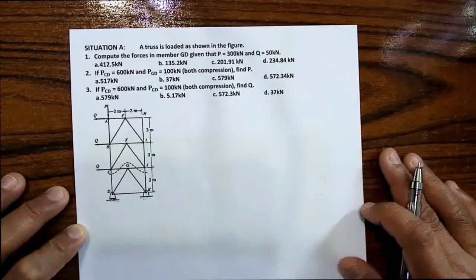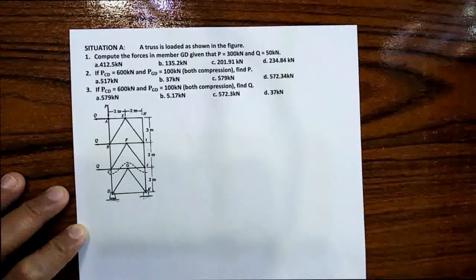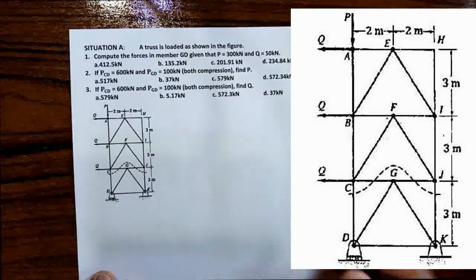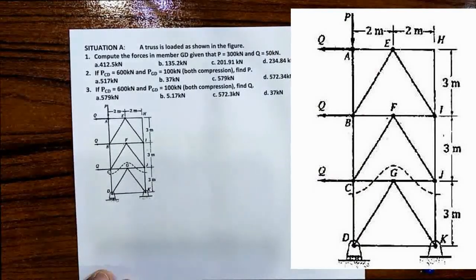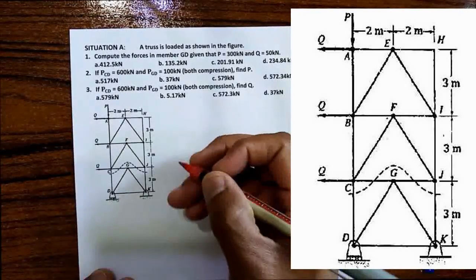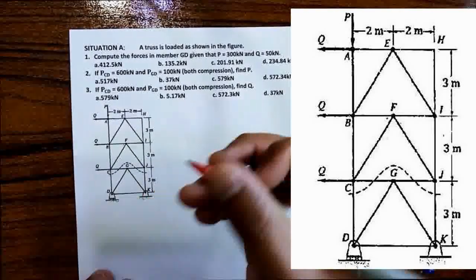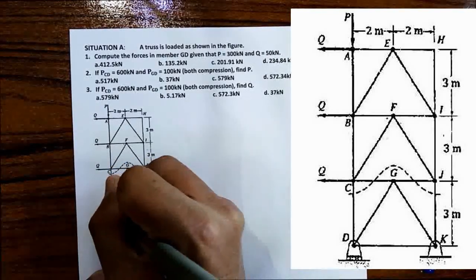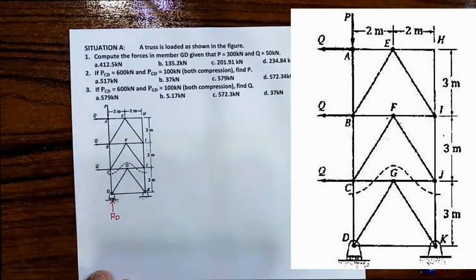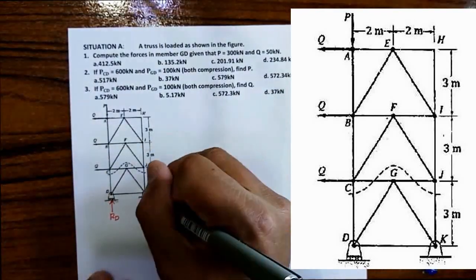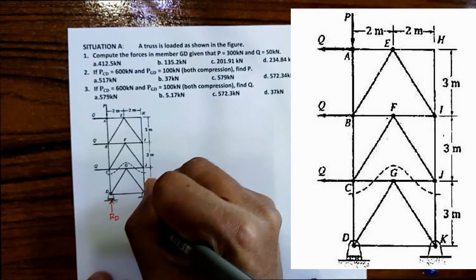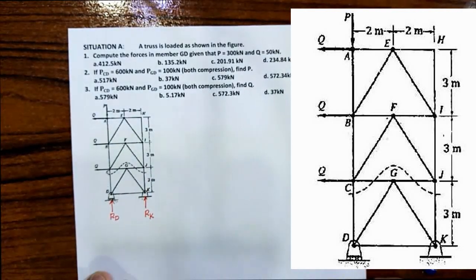So let's start. We have to solve these problems. First, you have to calculate the reactions at the supports, which is the D, which is the rollers, the reaction. Let's say, for example, R sub D. And then R sub K.